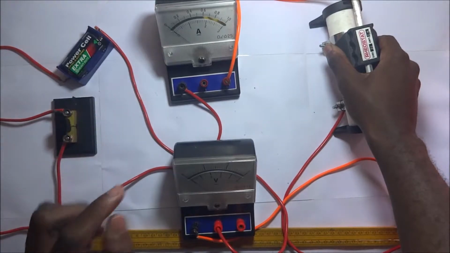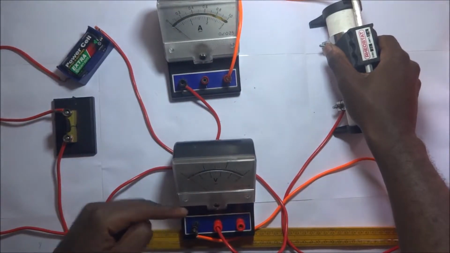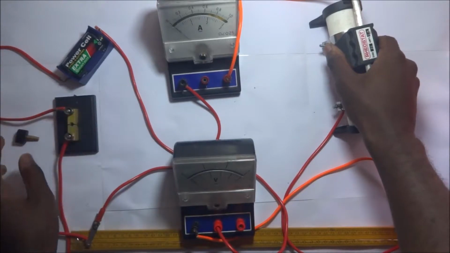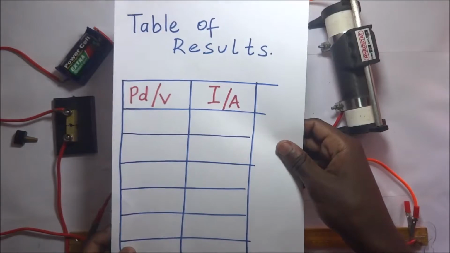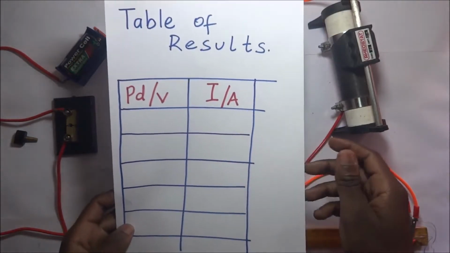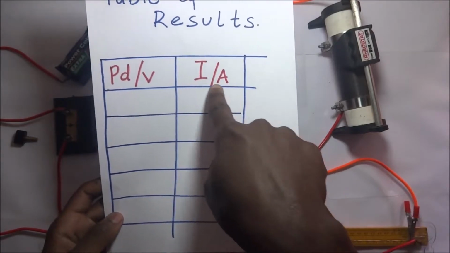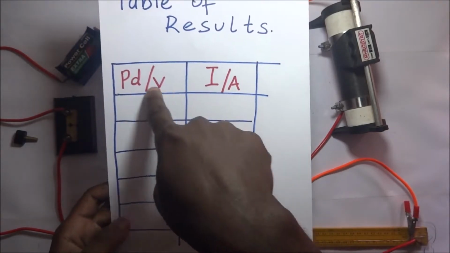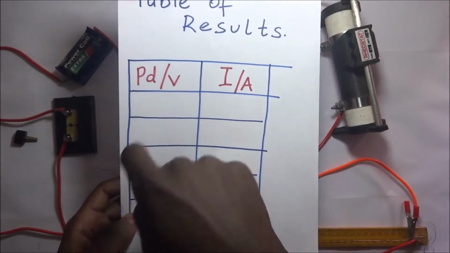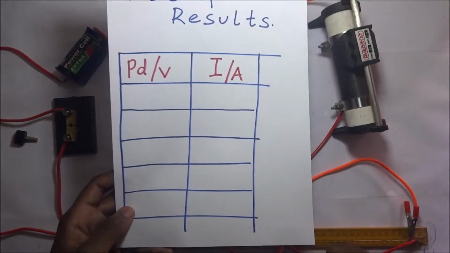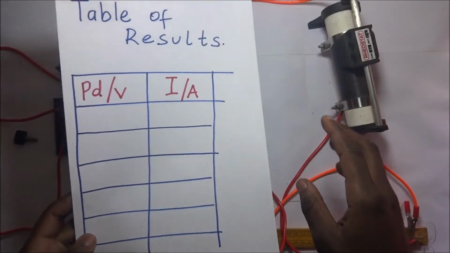After we read that very fast, we open our switch. The ammeter reading and voltmeter reading are recorded in a table like this. In this column, we write the ammeter reading in amperes and then the voltmeter reading right there. Then after that, we continue with our experiment and adjust the rheostat to get other values.